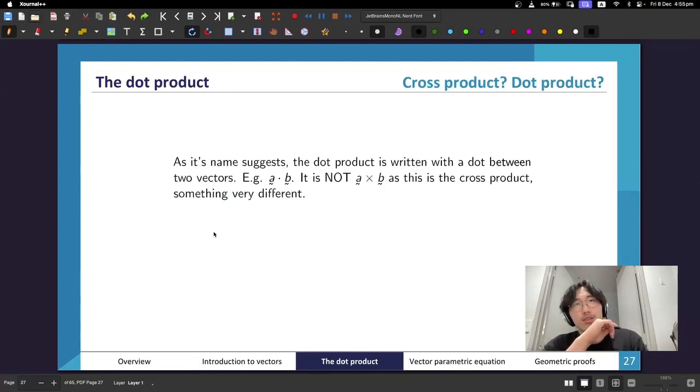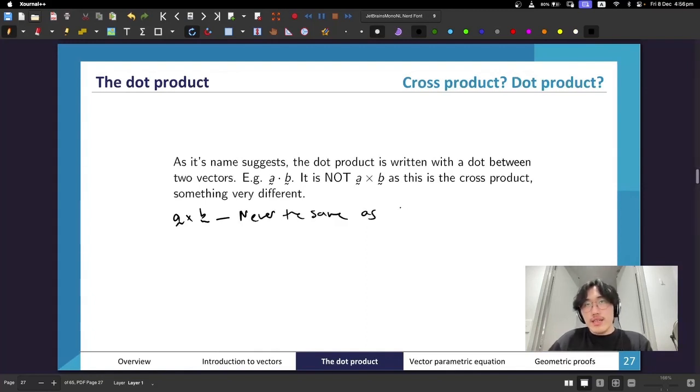Okay, as its name suggests, the dot product is written with a dot between two vectors. For example, a dot b. This is not the same as a times b, as this is the cross product, something very different. So this relates back to the convention and notation thing. If you write a times b for a dot product in your solution, if I'm your marker, I'm taking a mark off, because this is never the same as a dot b. Why? Because this produces a scalar and this produces a vector. So please, please, please, please, please always use a dot b when you're talking about dot products.